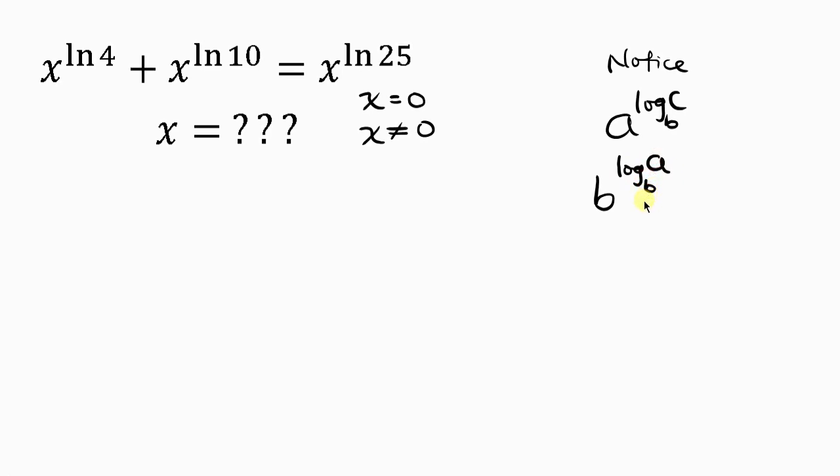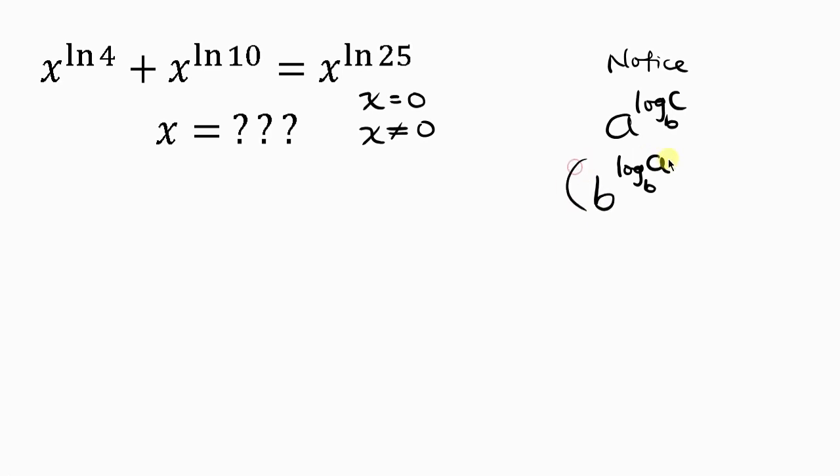Why? Because there is a property of logarithm which shows that when this base here and the base here are the same, they can both cancel out, leaving just a. So this is another way of writing a. But this is a to the log of c base b. So that means this is a.